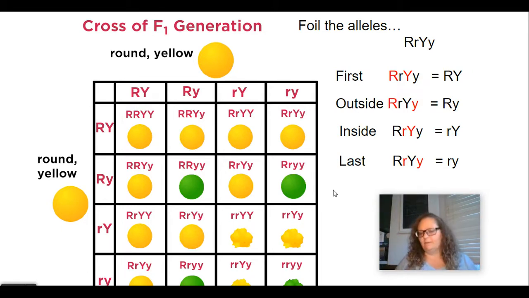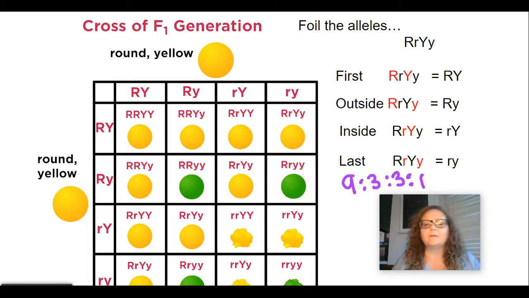And sometimes when we talk about that ratio, this particular ratio of the two heterozygous alleles for each parent actually gives us kind of a special ratio. And that ratio is going to be 9 to 3 to 3 to 1. So what do I mean by that?